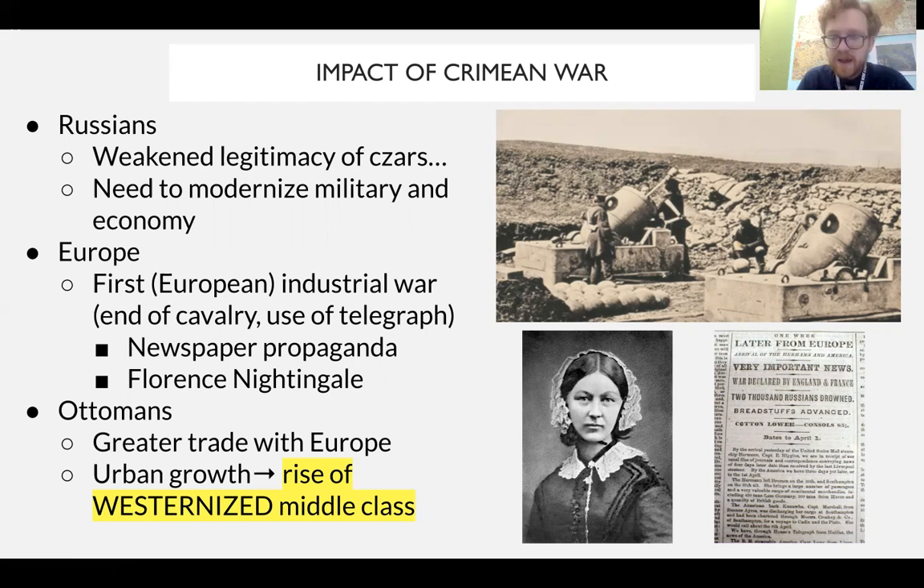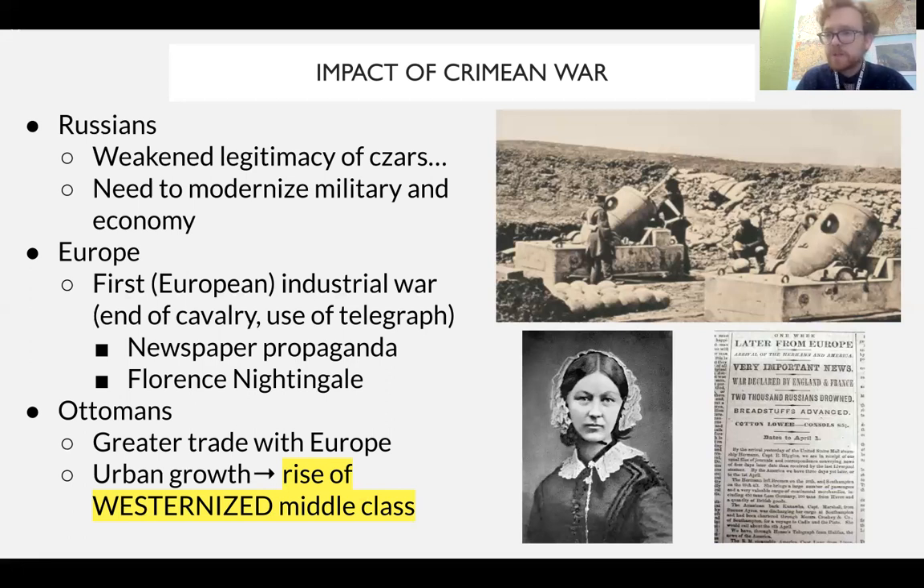We're also seeing the idea of battlefield medicine emerge. So we have ladies like Florence Nightingale, who will be viewed as a champion of battlefield medicine, and also bringing some changes into how women are viewed in military service.